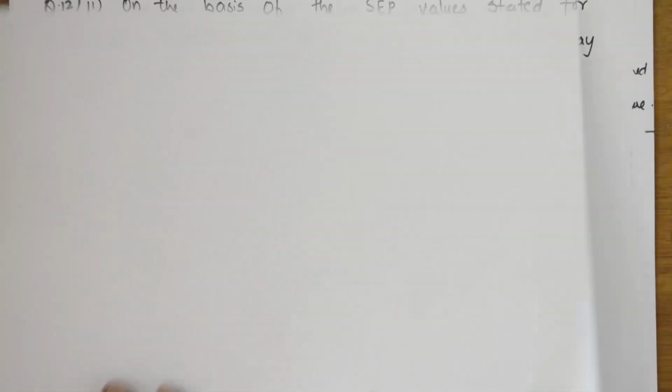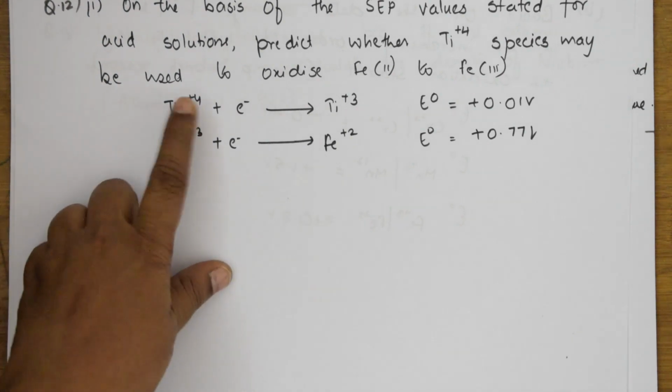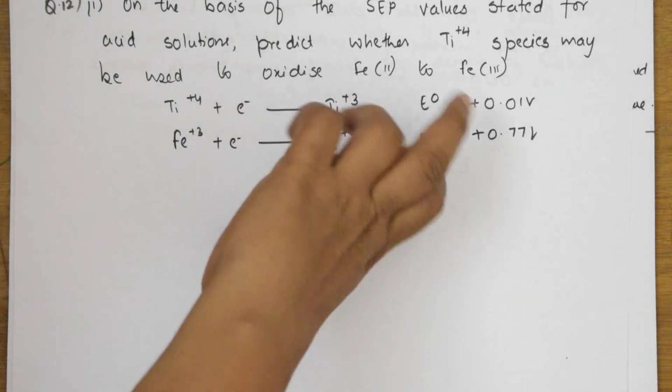Right. Now the 12th question. What do they ask me? On the basis of the SEP values stated for acid solutions, predict whether Ti+4 species may be used to oxidize Fe+2 to Fe+3.